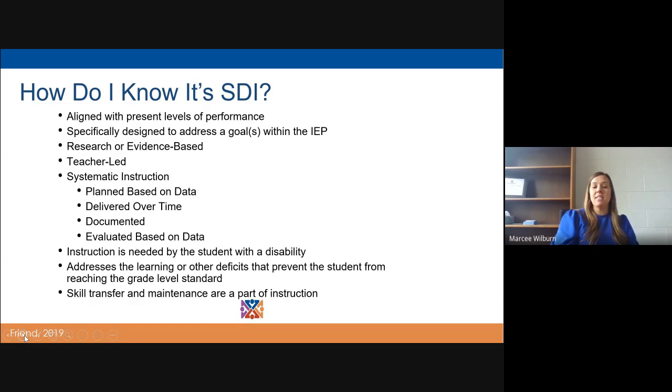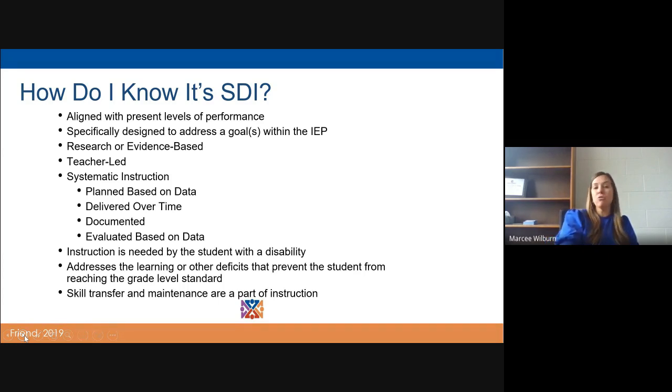And then skill transfer and maintenance needs to be a part of it. So if you are providing this instruction in a separate setting, what are we doing to ensure that maintenance and skill transfer happens for students? If you want them to not only show it within the general education environment, but out in the community, what are we doing to transfer those skills? And how are we teaching through that? How is that built into the instruction that we're providing over time?